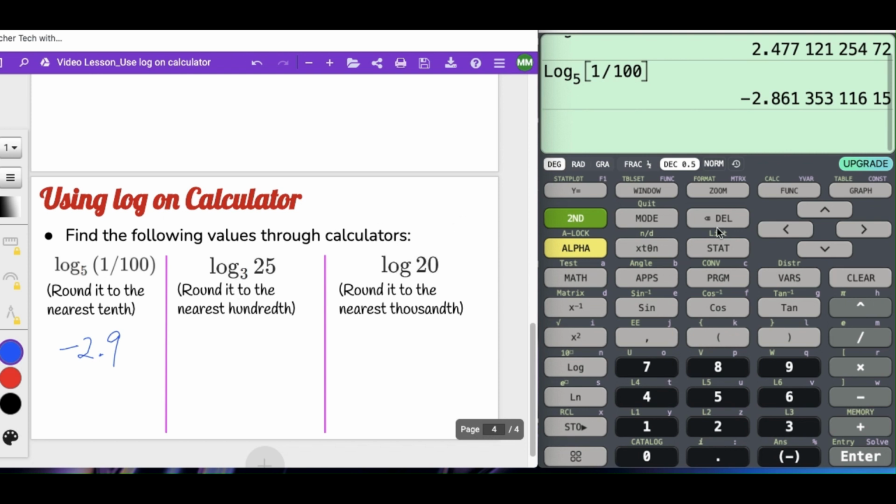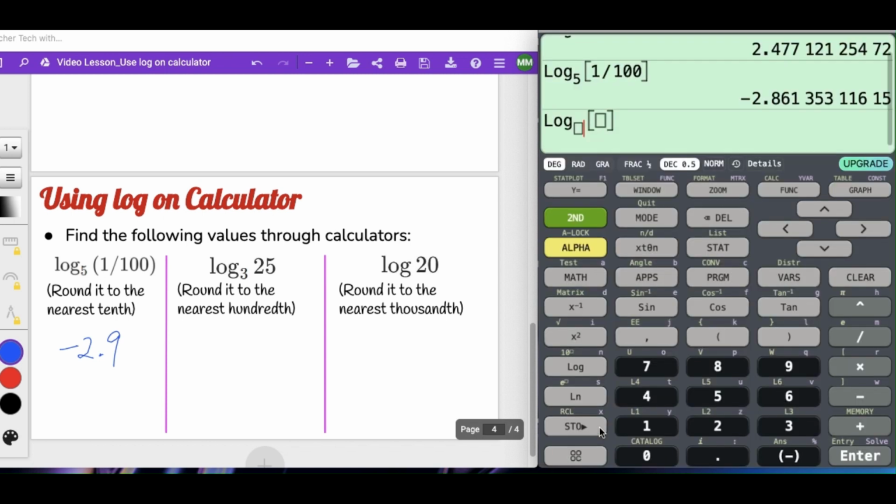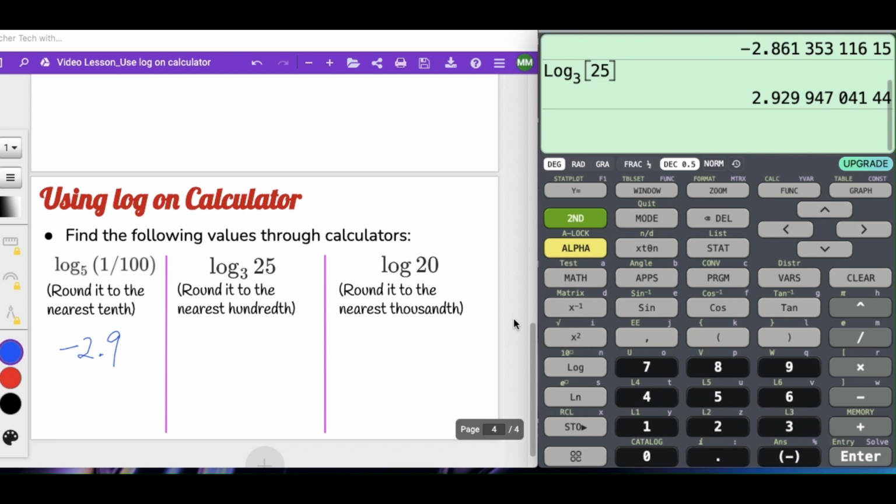The next one is log base 3 of 25. We use the same thing: click math, and then click log base. Again, this is 3. Use the arrow to move on to the next one, 25, and then we press enter. You will see the answer here. This time we are going to round it to the nearest hundredth. We check the third digit, which is 9, so we round it up. It's going to be 2.93. Okay, so that's how we get the answer here.